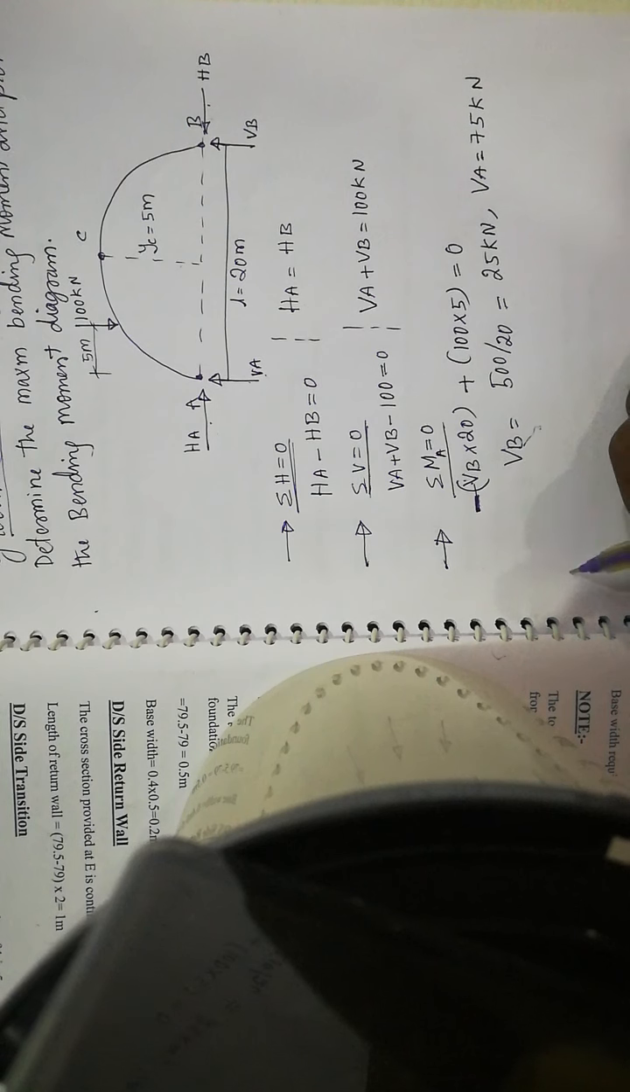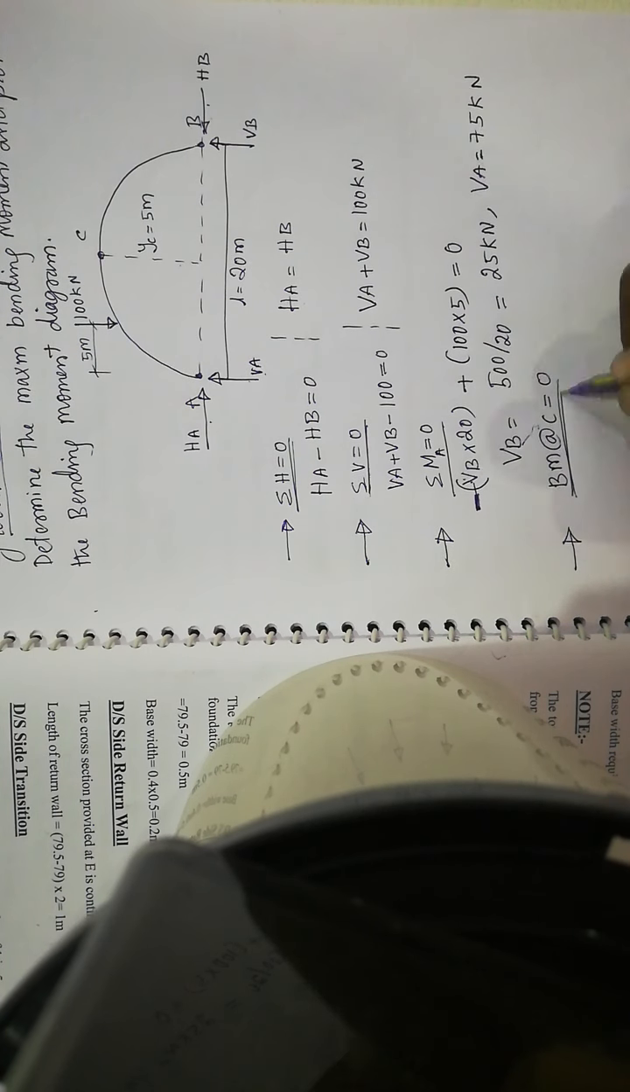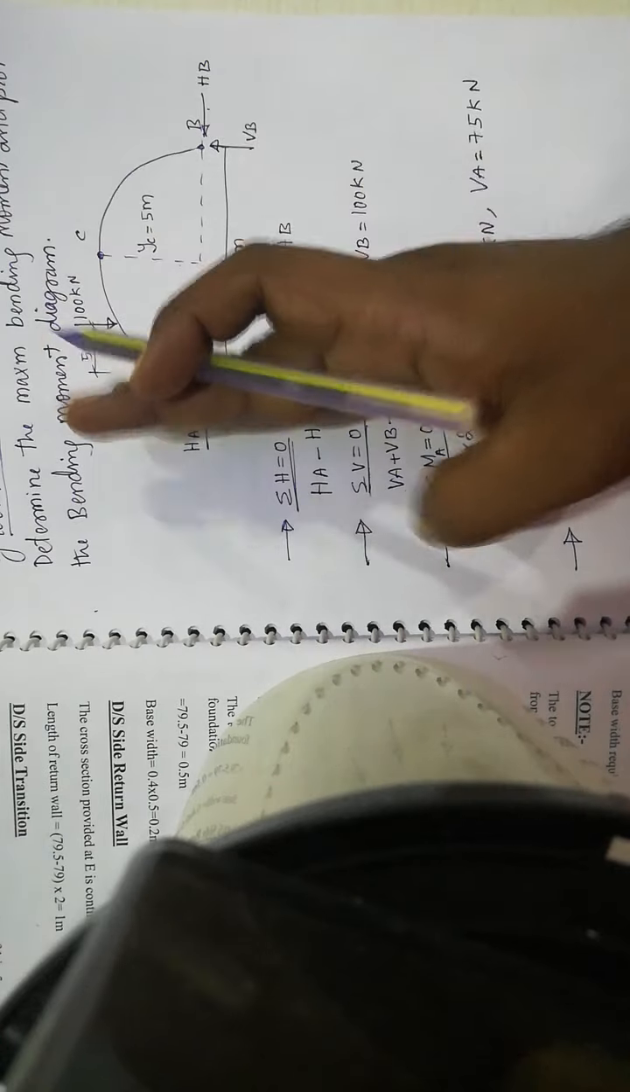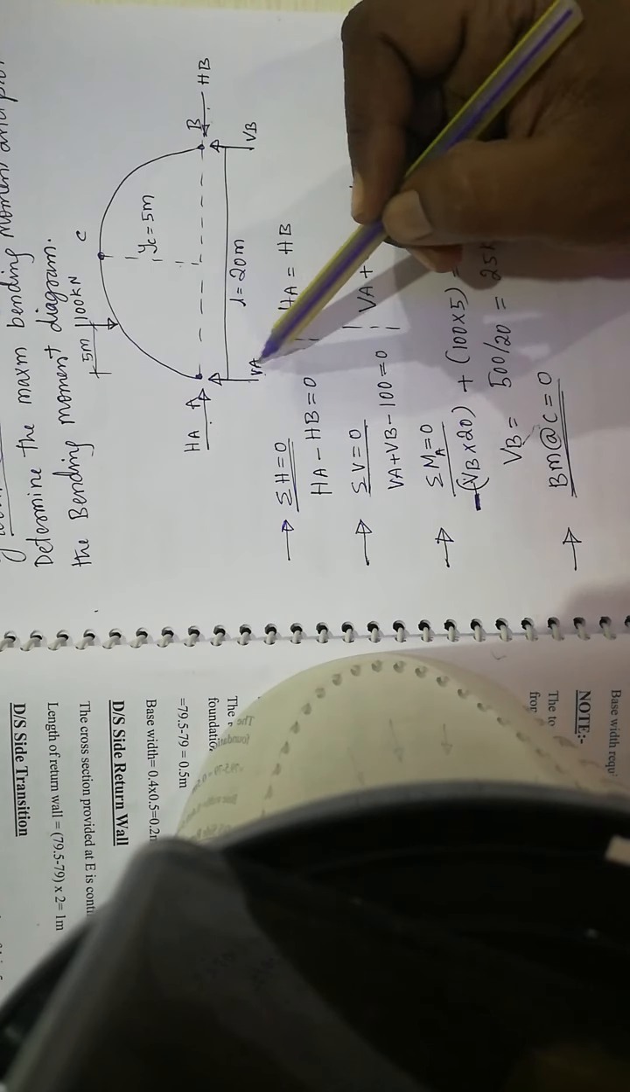For that I'll be using the fourth equation, that is bending moment at C is equal to 0. So we are taking bending moment at C. It's not moment, remember, it is bending moment. I shall consider left portion or right portion. I will consider right portion because I have only 2 forces. If I consider left portion, I have both VA, HA and 100. That's why I am considering the right portion.